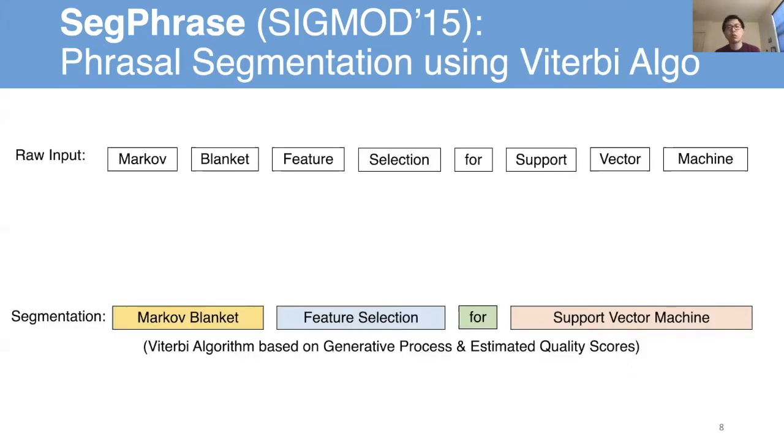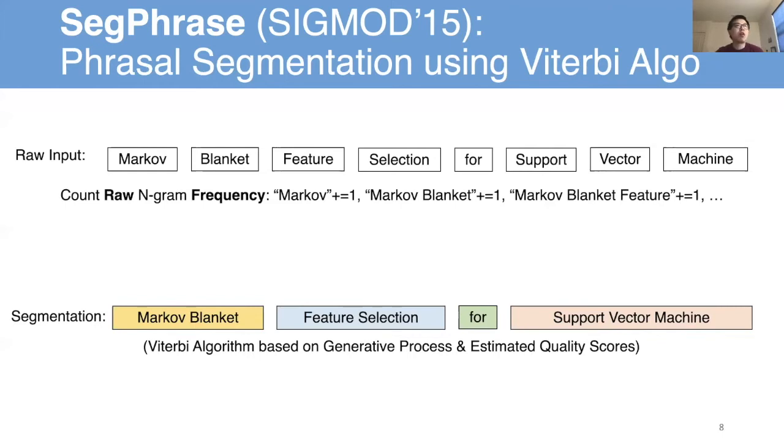The segmentation process in SegPhrase is slightly different from the top mine. It's not a greedy algorithm. It actually follows a generative process. We use the Viterbi algorithm to decide the optimal segmentation results, given the quality score estimated by the classifier. Remember that we are using statistical signals as features in the classifier. Most of them rely on the frequency. At the very beginning, we actually rely on this raw frequency.